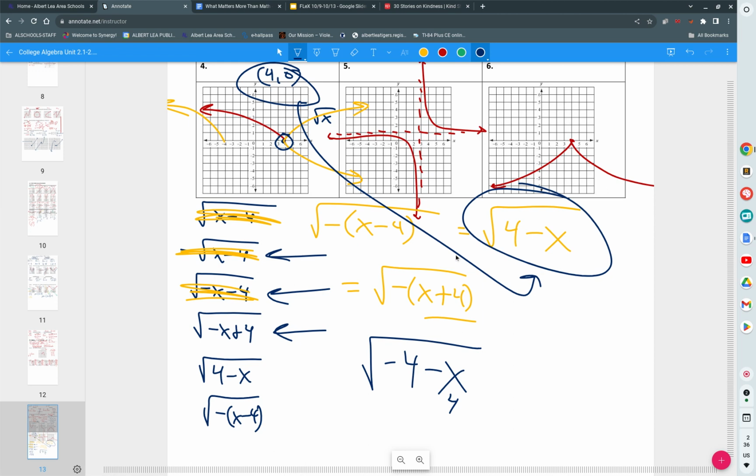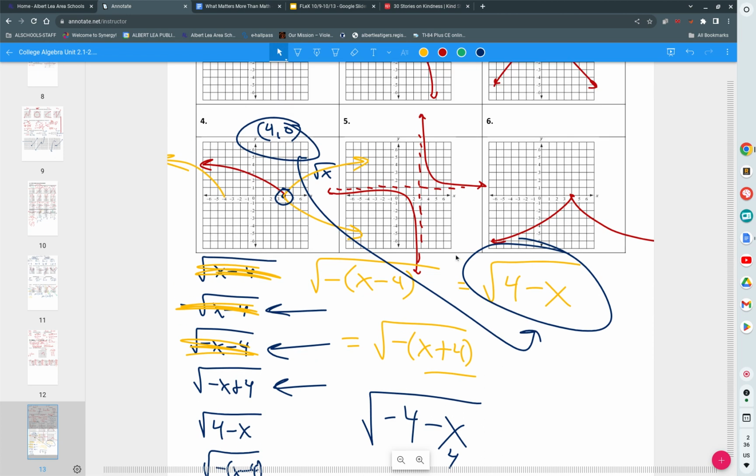Okay, 2 more. I got this guy. This is a reciprocal function, which is 1 over x. Notice that the shift is to the right 3 units. So I have 1 over x minus 3. And then I have a vertical shift of 1. Since the vertical shift is 1 on the outside, I have a plus 1.